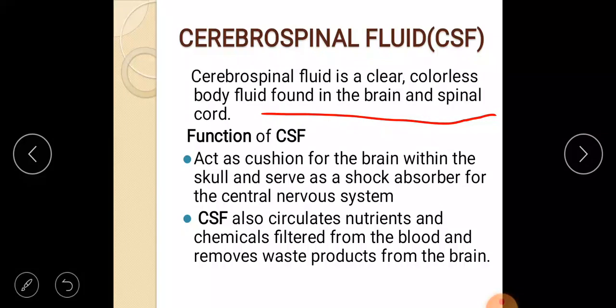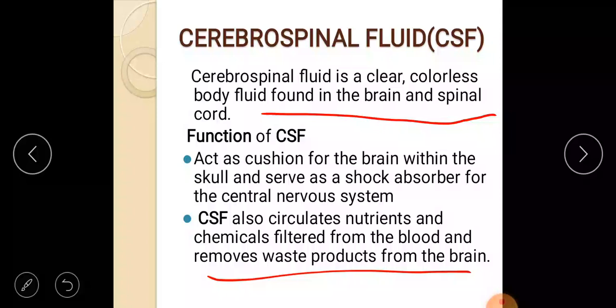Second, it also circulates nutrients. The CSF contains the nutrients and chemicals which are filtered from the blood, and removes the waste products from the brain or the neurons.